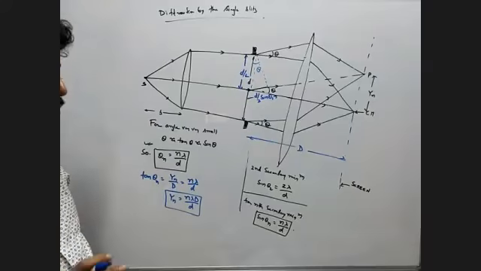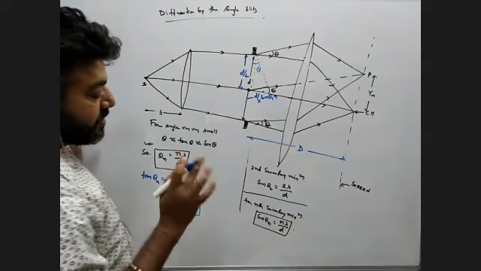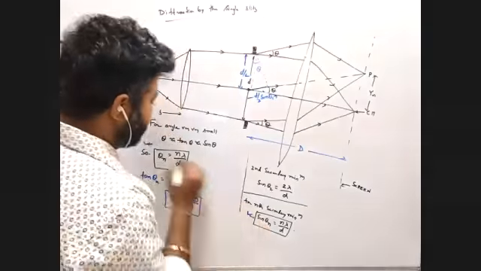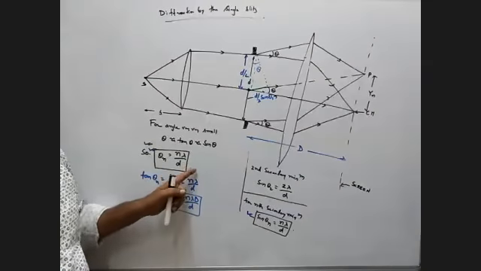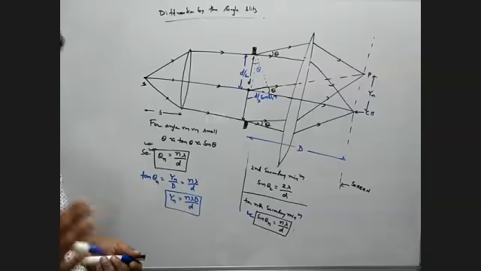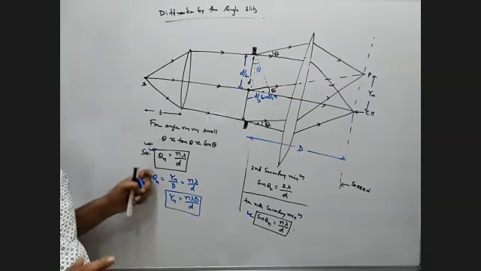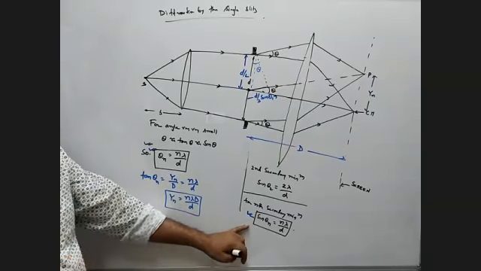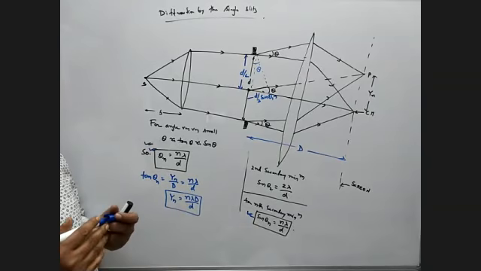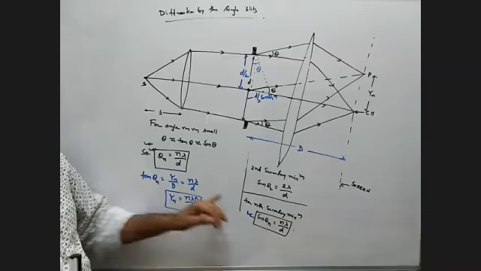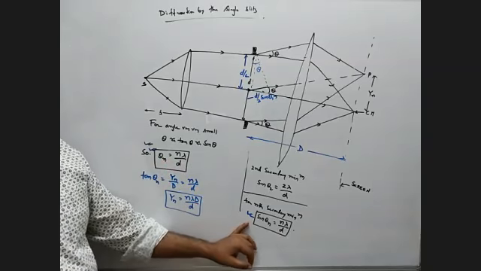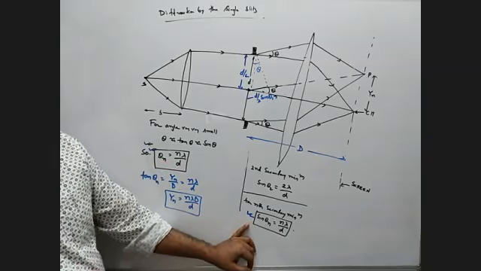Everyone, is it clear? So basically, either you use this one or you use this one. Mostly we use this one for diffraction because in general the angle is very small. Sometimes they give you 30 degrees or 45 degrees. If they give you 30 or 45 degrees, then instead of this one, you use this one, sine 30 or sine 45.